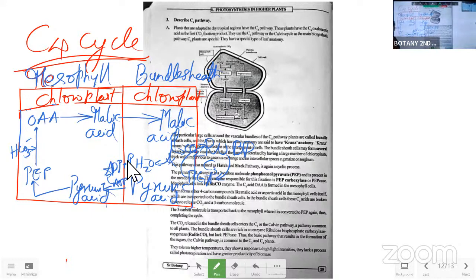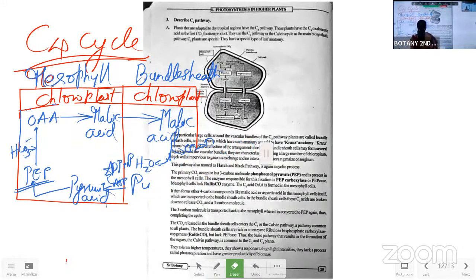So like that, PEP is going to be formed from the pyruvic acid. Again the PEP is going to be regenerated in the cycle, so it is in a completely cyclic form. So C3, C4 is a cycle. Okay, like this we need to explain this, and after that we have to go with the other part of the explanation.